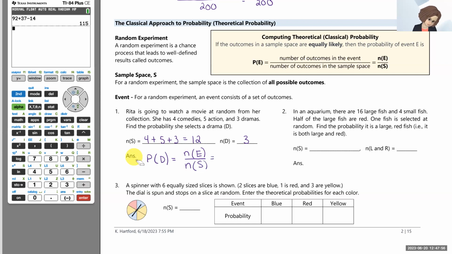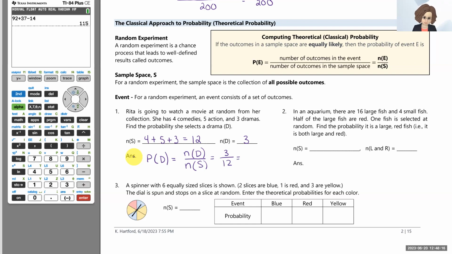And I'm sorry, I wrote E there. I'm going to switch that to a D for drama. So the number of movies in this case that are drama over the number of items in the sample space. All right, so that was a lot of writing to just get to this answer. She has 3 dramas out of a total of 12 movies, so a 3 in 12 chance.